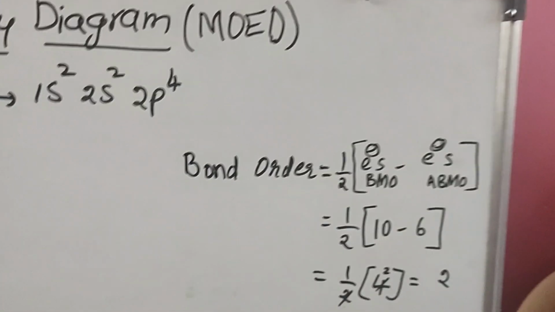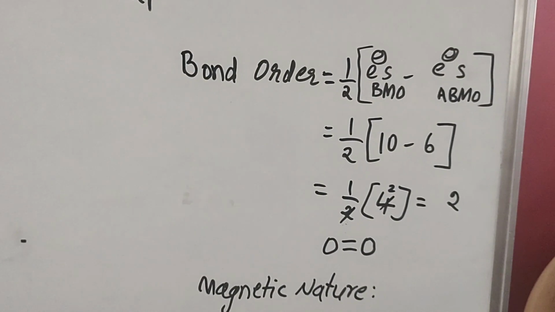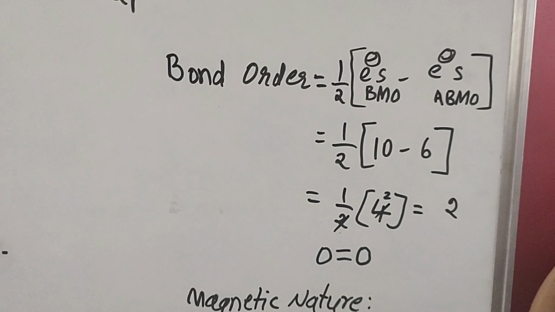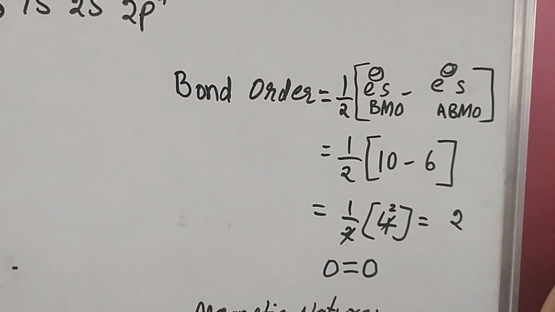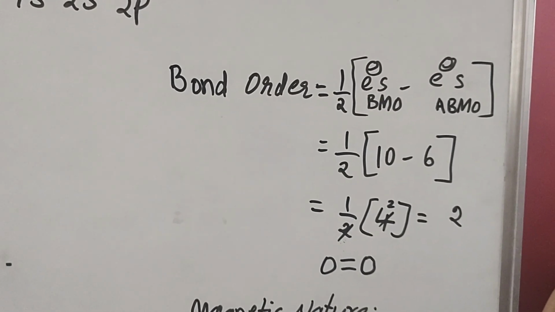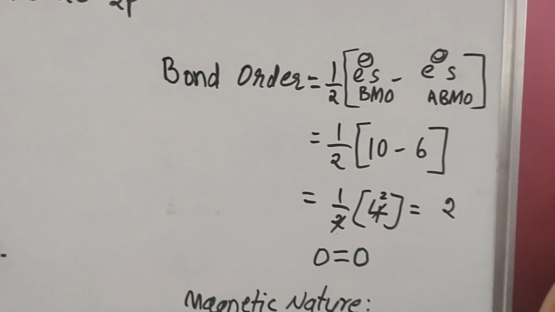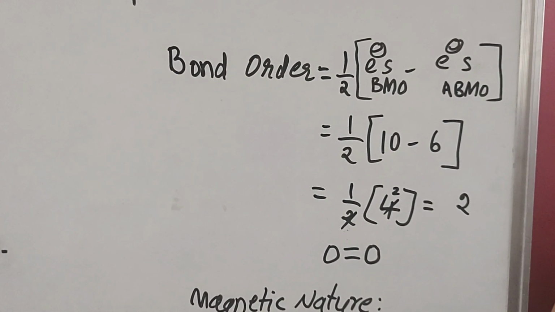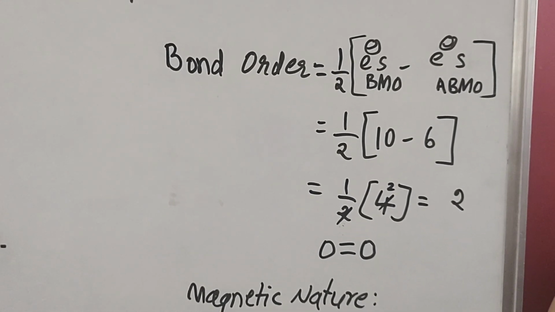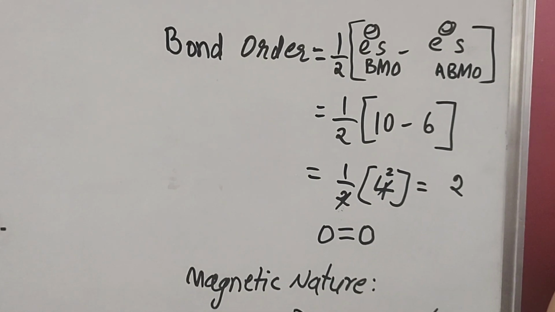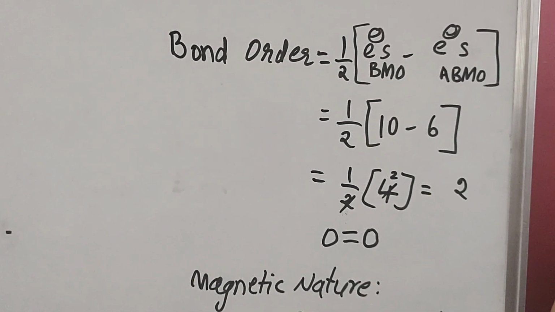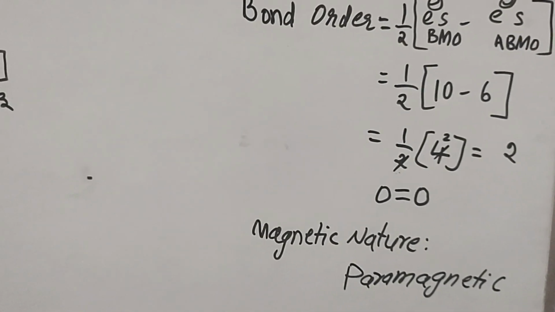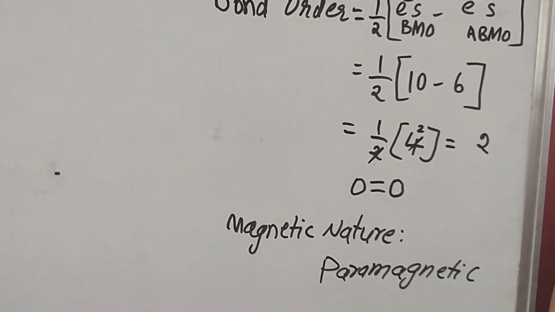After that, we should calculate the bond order for the oxygen molecule also. Here the formula is 1 by 2 times electrons in the bonding molecular orbitals minus electrons in the anti-bonding molecular orbitals. In the case of oxygen, 1/2 times 10 bonding molecular orbital electrons minus 6 anti-bonding molecular orbital electrons. So finally we get a bond order of 2. Here in the oxygen molecule, a double bond is present between the oxygen atoms.